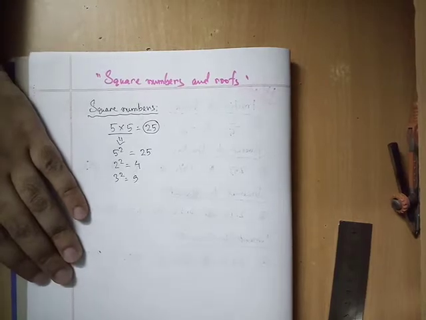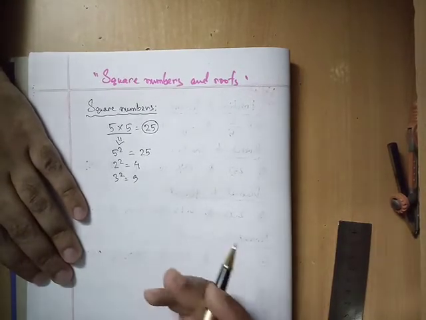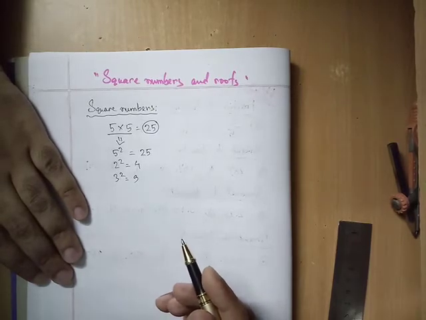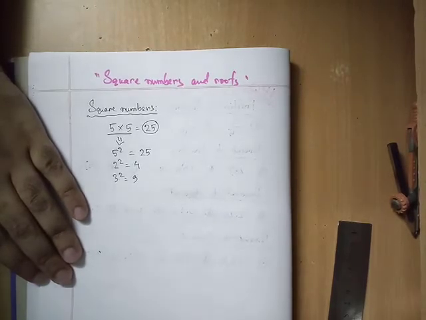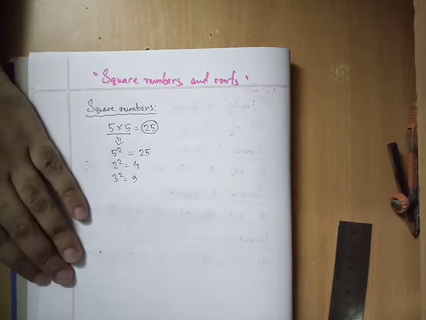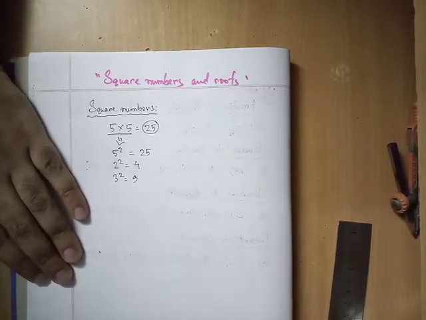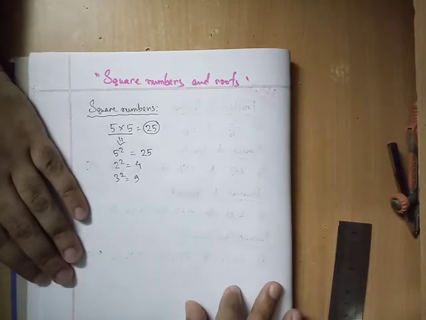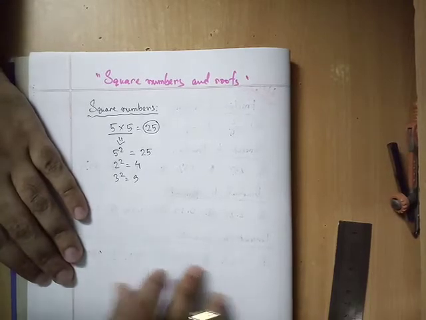Obviously we will be allowed to use our calculators, but for now we need to memorize the squared numbers from 1 to 20. So 1 square equals 1, 2 square equals 4, 3 square equals 9, up to 20. It's very easy. If you just go through it 2 times, you'll memorize it in no time.